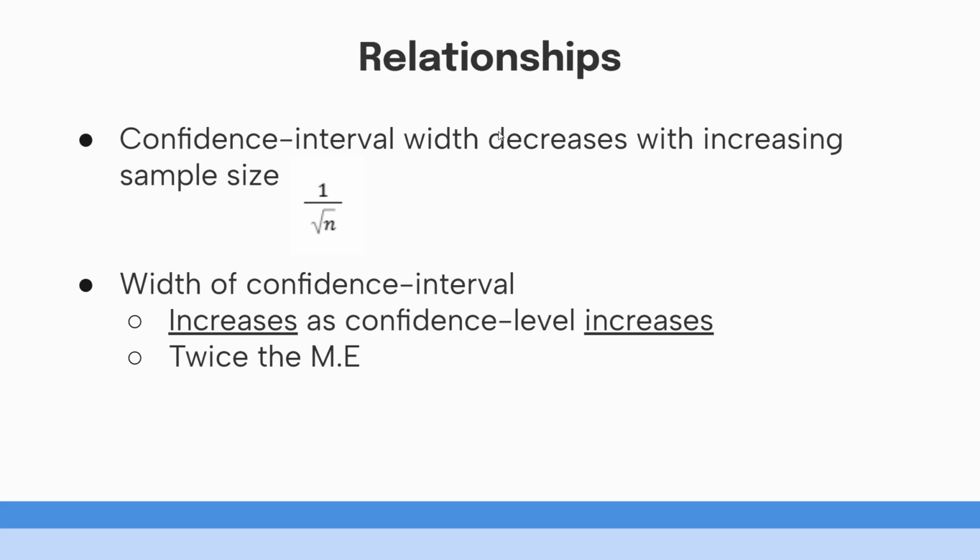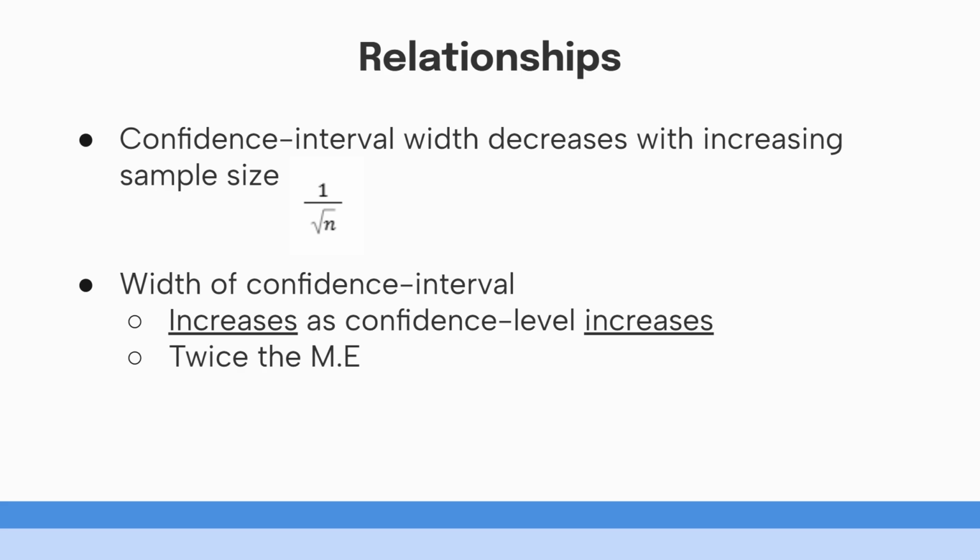So, confidence interval width. The width of the confidence interval decreases with increasing sample size. So you can see here they're inversely related: as the sample size goes up, the confidence interval width decreases. What that means is it becomes more precise. When you increase the sample size, you narrow down your confidence interval so that you have a more narrow and precise estimate of where your true population proportion is.